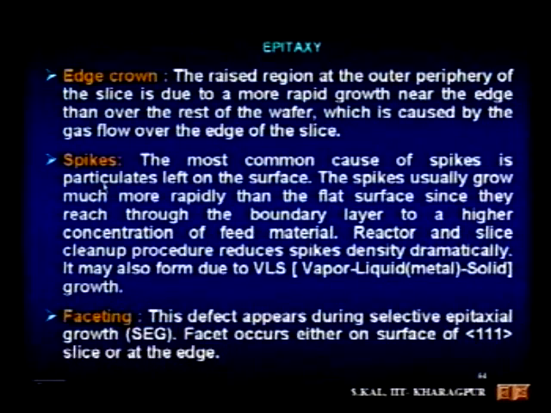Next one is faceting. This defect appears during selective epitaxial growth. Facets occur either on the surface of a 111 slice or at the edge. I will again discuss this particular defect during the selective epitaxial growth process, and I will mention the origin of this defect. There you will see how the facet looks. Edge crown, spikes, faceting: these are all surface related defects on the epitaxial film.